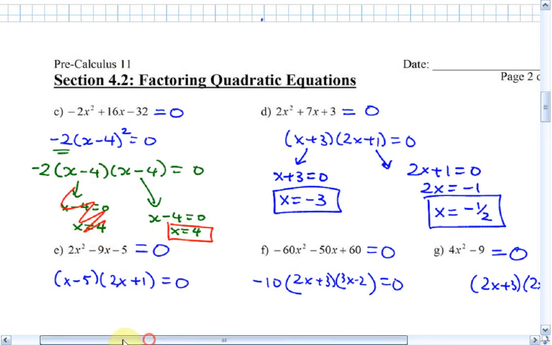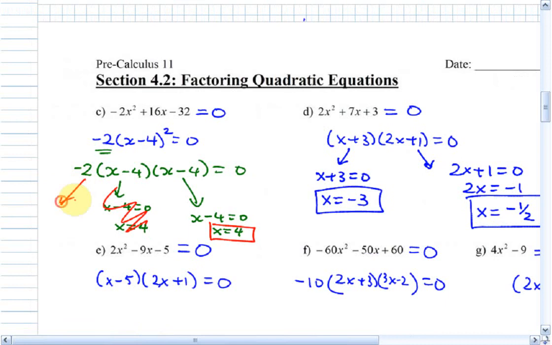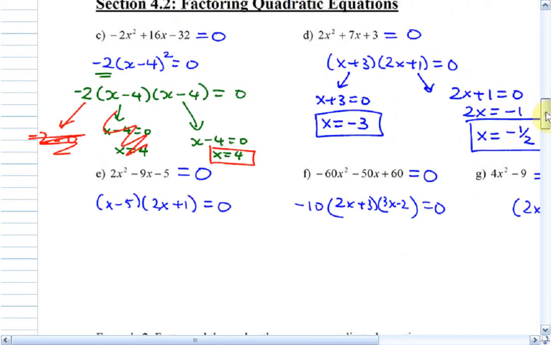Now the question I have for you is, what about this number in front, the negative 2? Well, should I make that equal to 0? If you do, you get this. Does negative 2 equal 0? No. So guess what? That doesn't work either. So you don't actually have to worry about that negative 2 in front. Because there's no x value there, it doesn't make a difference. So therefore, for part C, there's only one answer, x equals 4. Okay? All right, let's do E.